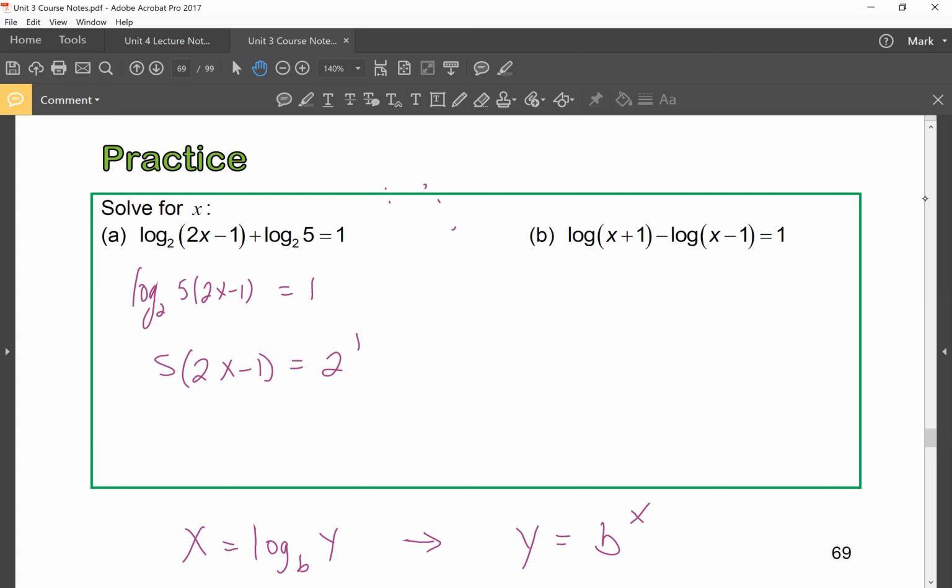So this becomes 2x minus 1 equals 2 over 5. Sorry, 2x equals 2 over 5 plus 1. So let's see what this is. I'm just going to use my calculator for this.